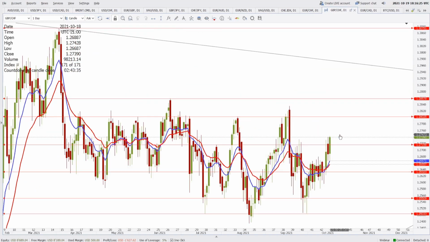GBPCHF on Friday, 1.2715 acted as resistance, and yesterday we saw a close below that, but today there is a bullish engulfing which is trying to close higher than the high of yesterday's candle. This will actually negate the losses that GBPCHF saw yesterday. And today GBP is looking stronger than the Swiss franc, so we may test 1.2802 soon in this market. So the immediate support is now sitting at 1.2715 and the resistance is at around 1.2802 in this market.